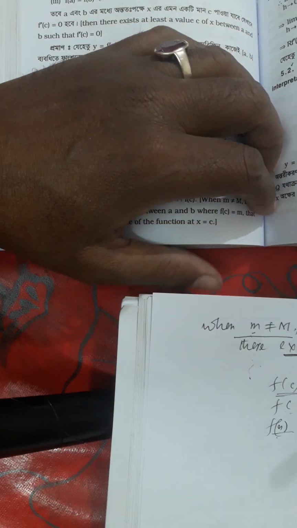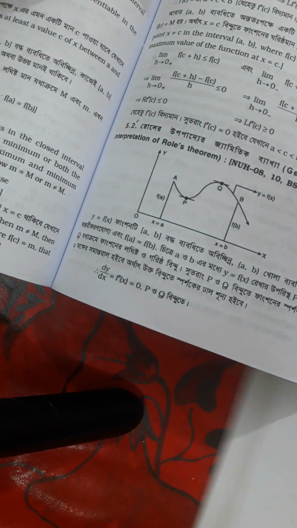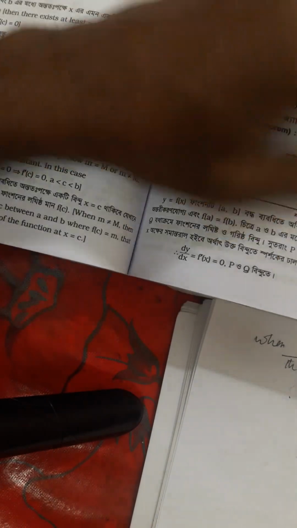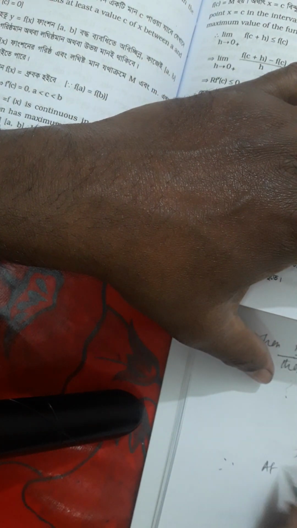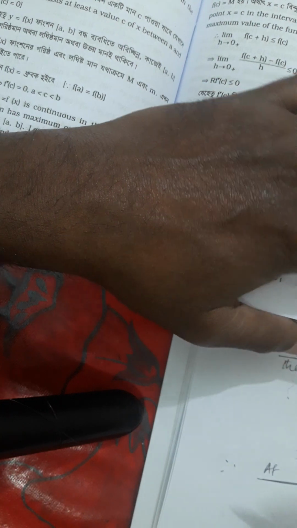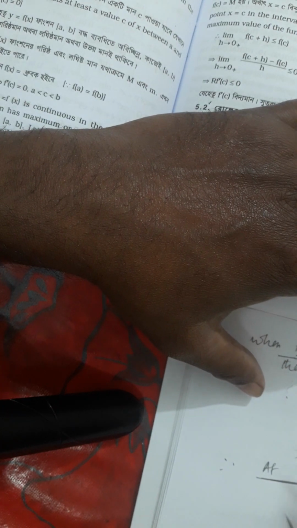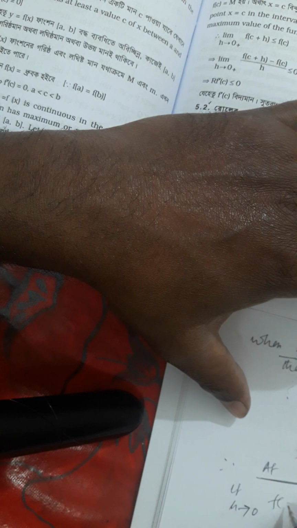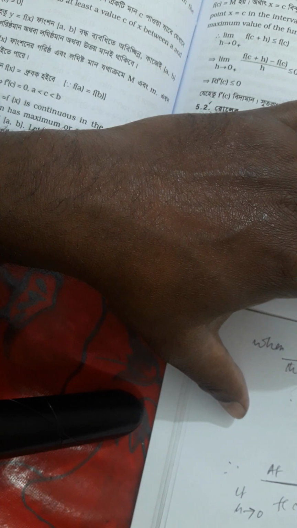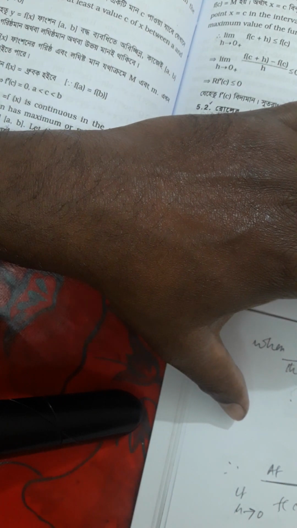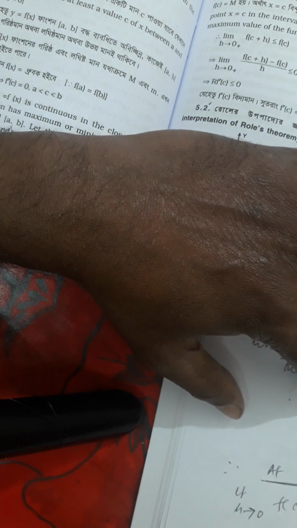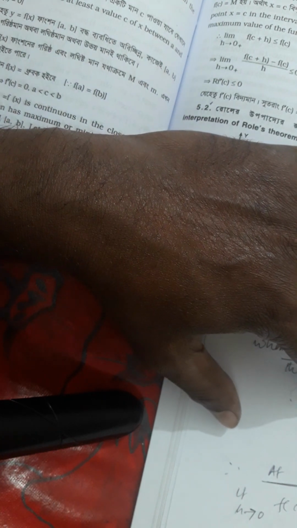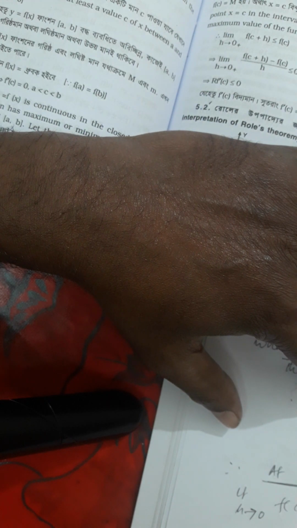Well, okay, now let us go on. Then at x equals c, discuss the derivative. Limit h goes to 0, f of c plus h minus f of c is greater than or equal to 0, and limit h tends to 0, f of c plus h is greater than f of c.